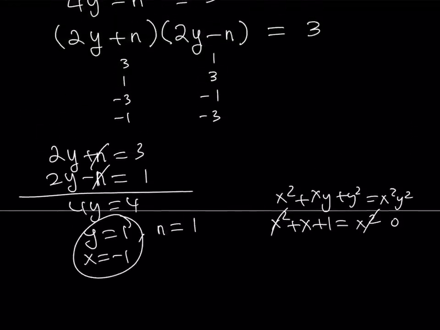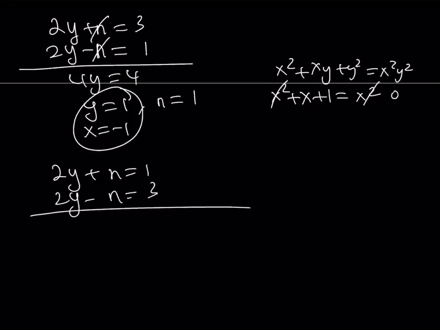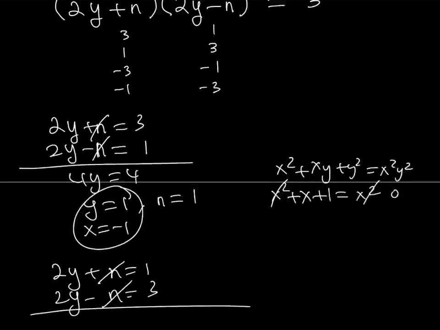Now let's go ahead and take a look at the second case scenario. If 2y plus n is equal to 1 and 2y minus n is equal to 3, they're just going to switch around. But guess what? From here, we get the same y value. And when you plug in the same y value, obviously, you're going to be getting the same x value. So it's not going to give us anything different. But what about the other cases?